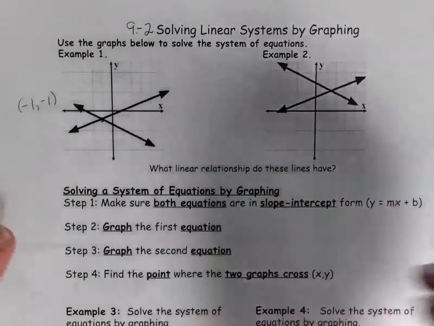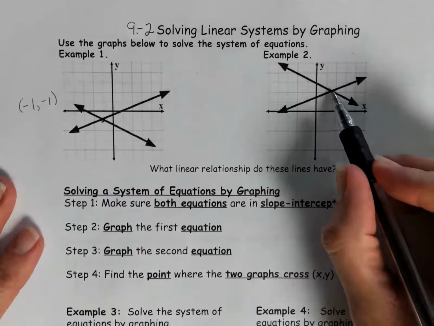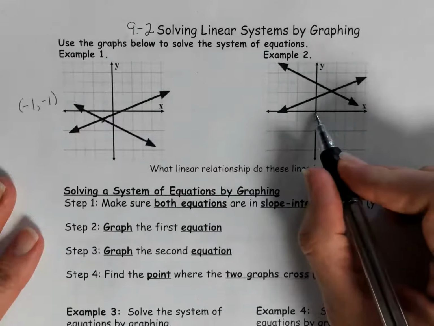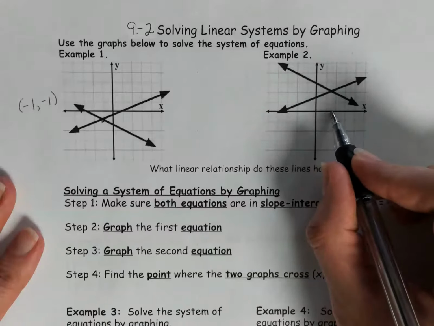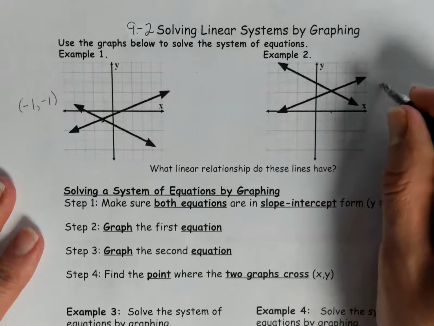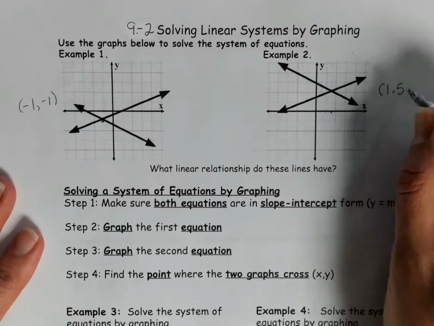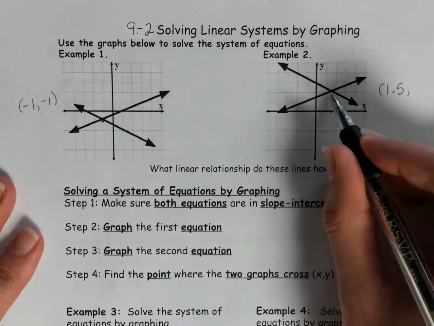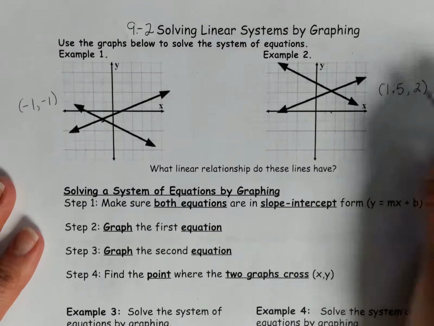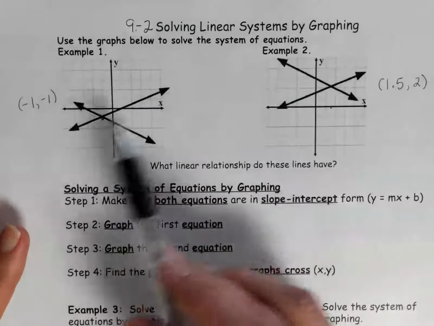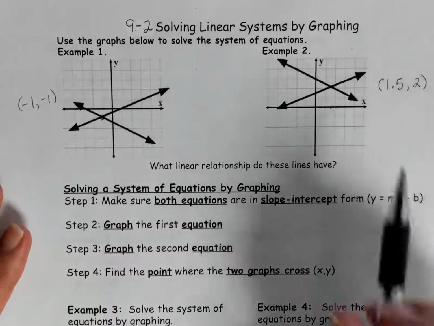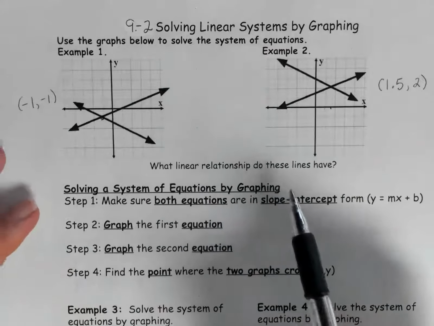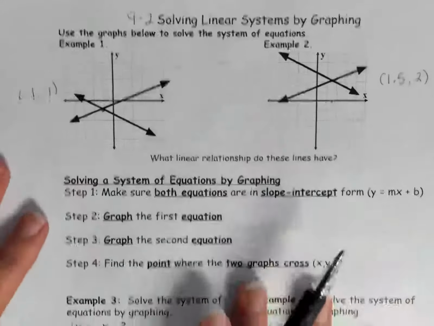Same one over here. Looks like this one's a little off-centered. So we go over 1.5 because we only go about halfway. So the x value is 1.5, and then you go up 1, 2. So if the lines are already created for you, you simply look at where they intersect. If they are not, we need to go ahead and follow these directions.